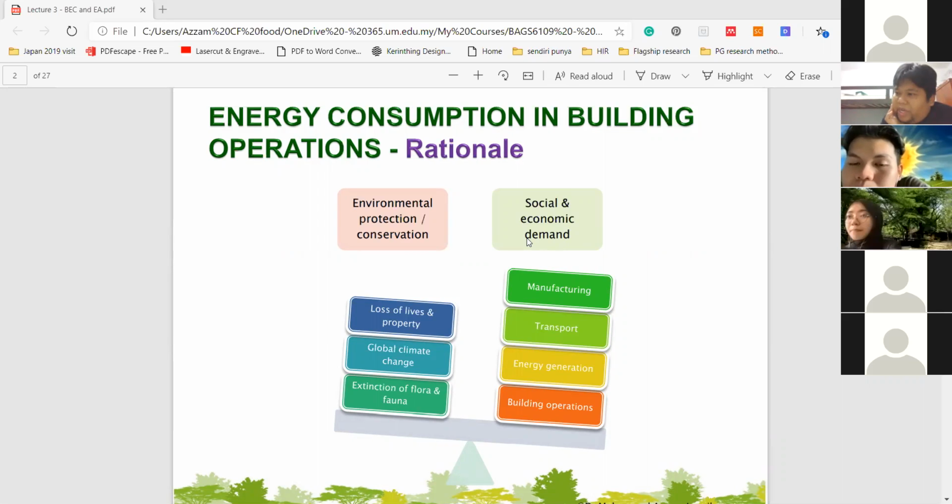And on the one hand, you're promoting development, but on the other hand, you're also promoting environmental protection, right? But ultimately, it's all about economic gains and also social welfare. So it's very hard to balance out all these items. On one hand, you have environmental issues such as loss of lives and property.